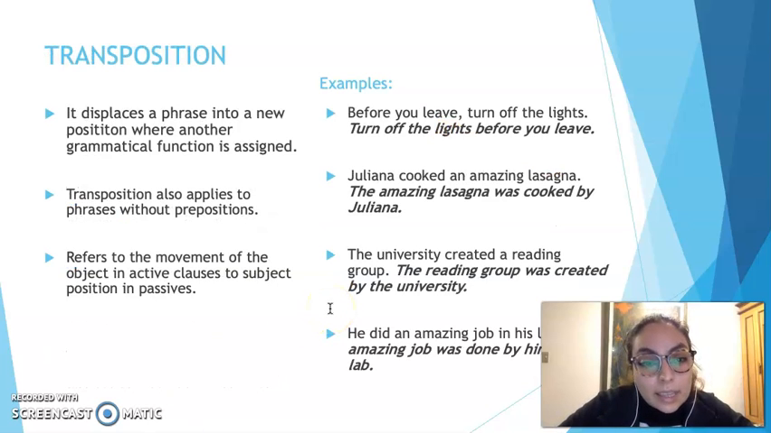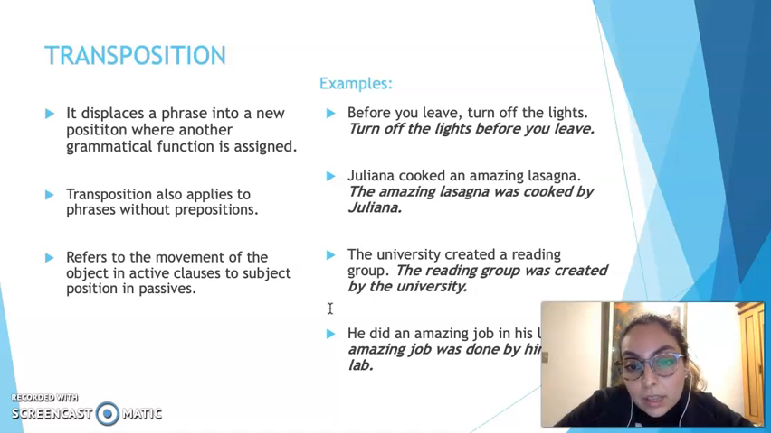Transposition. It displaces a phrase into a new position where another grammatical function is assigned. For example, before you leave, turn off the lights. Another way of saying this is turn off the lights before you leave. Transposition also applies to phrases without prepositions.